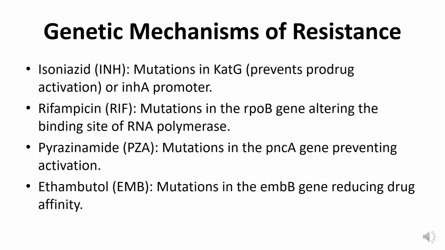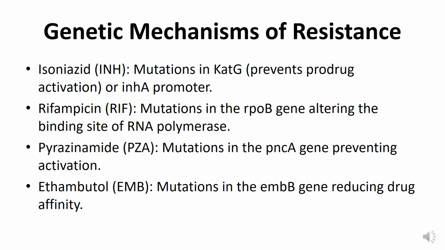We'll start with Isoniazid, or INH. Remember that Isoniazid is a prodrug. It must be activated inside the bacterium before it can work. This activation depends on the KatG enzyme. If mutations occur in the katG gene, the enzyme may lose its ability to activate the drug effectively. As a result, Isoniazid remains inactive and cannot exert its antibacterial effect.